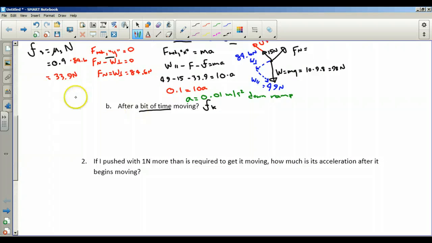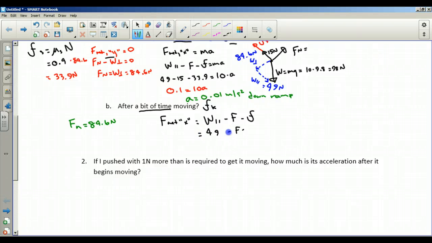Now the only difference that we're going to have up here, our net force in part B, our net force in the y direction is still going to be equal to 0, which means we can still say that our normal force is equal to 84.6 newtons. We still have the same net force expression in the x direction, which is weight parallel minus our push force minus friction. In this case, though, our friction is our kinetic friction. And so we have to figure out how much that is.